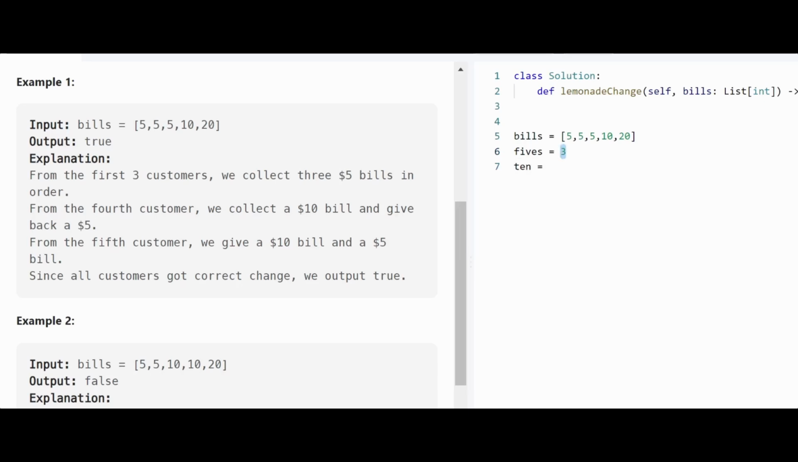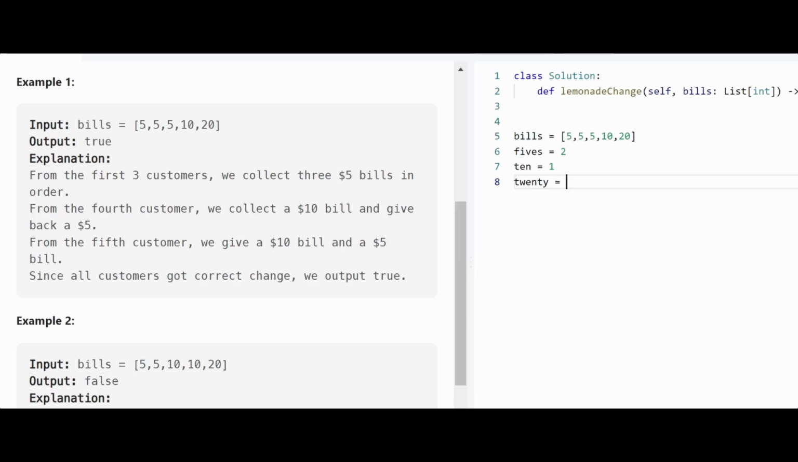That's the only way you can give him a change of $5. So you reduce this and you increment this. Now, when this fifth guy comes with a $20 bill, what can you do? There are two possible solutions to give him.